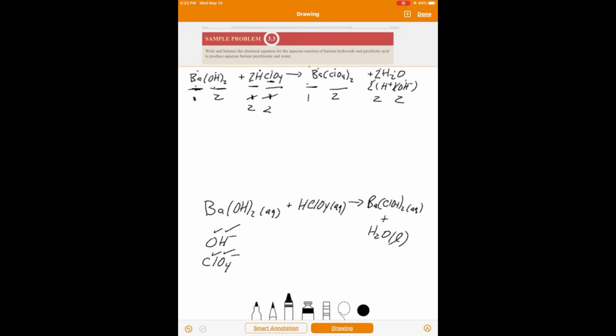You can also do it separately by each element. You could balance the barium first, and then I would recommend doing chlorine next, because chlorine appears only in one reactant and one product. And then you could do hydrogen and oxygen. So if you were going to do this by element, I would recommend doing the metal first, the barium, then the chlorine, then the hydrogen, and then the oxygen, and you'll get the same answer.